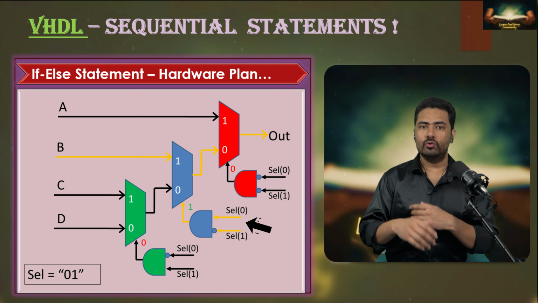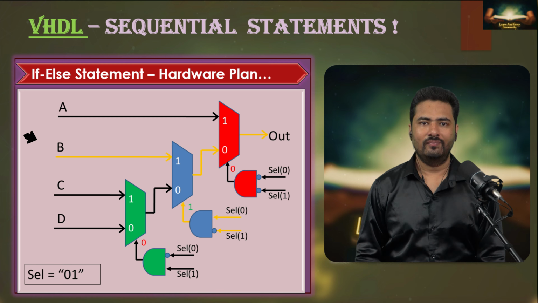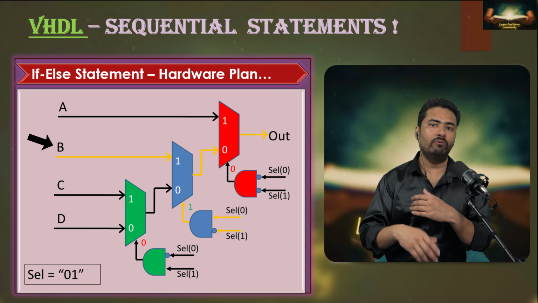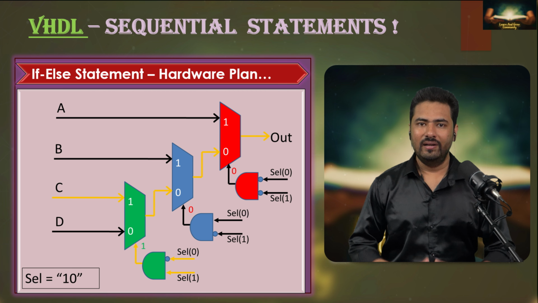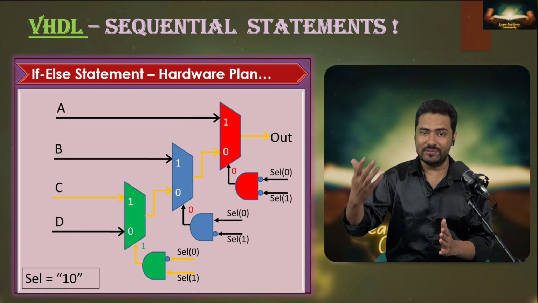When select equals 0, 1, this causes the blue multiplexer to select signal B and it will pass to the output. Now let's take a look at the third condition, which has the third highest priority.